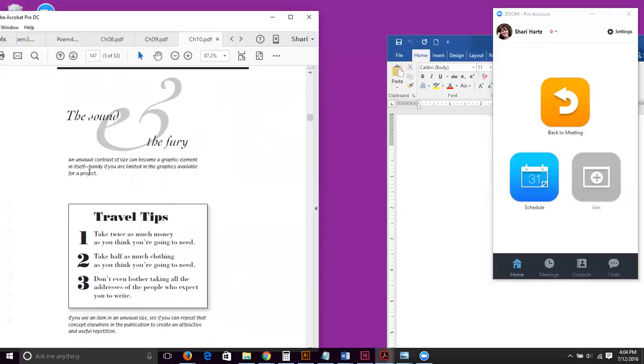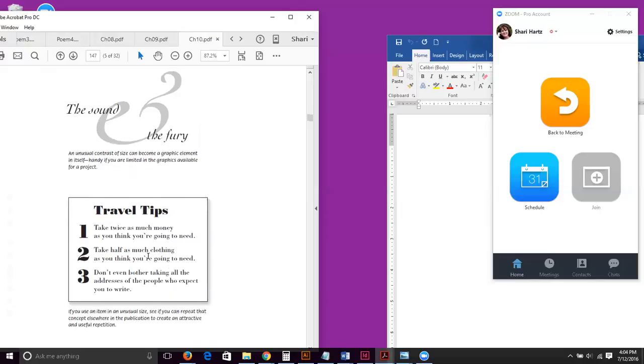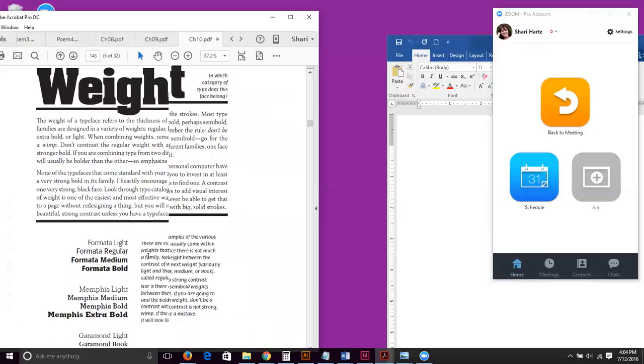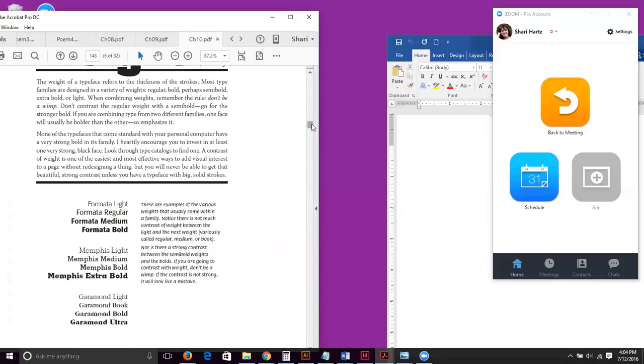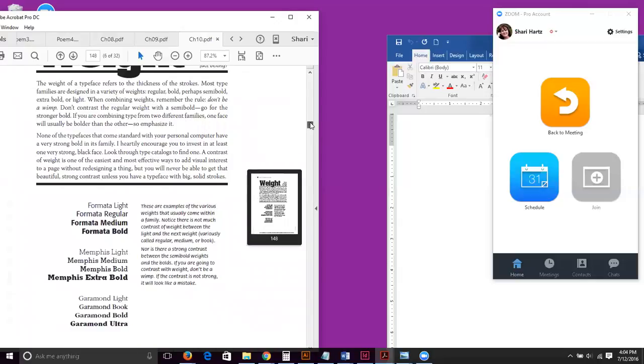I thought this was interesting, Sound and Fury. I liked the way that they made these numbers really big. Because to me, travel tips 1, 2, 3, I was like, geez, I hope I don't have to read anything because 1, 2, 3 is so big. So they'll go through and discuss each of those, and that might help you guys get a sense of that.